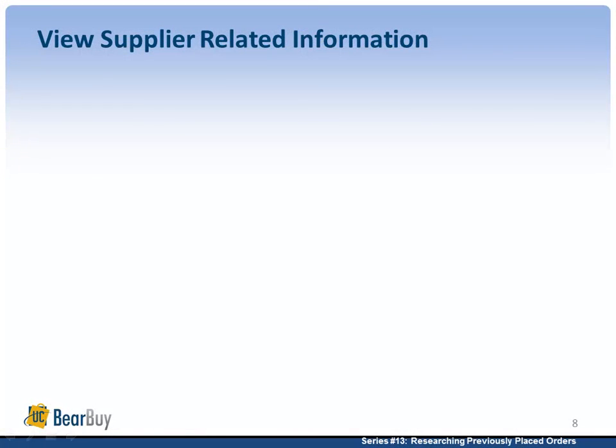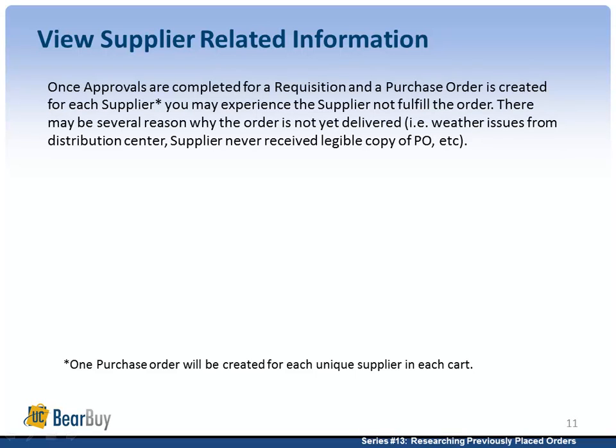Once approvals are completed for a requisition and a purchase order is created for each supplier, you may experience the supplier not fulfilling the order. There may be several reasons why the order is not yet delivered. Maybe weather related, the supplier never received a legible copy of the PO, and so on. In these cases, it's best to follow up with the supplier. But how can you access the supplier contact information?